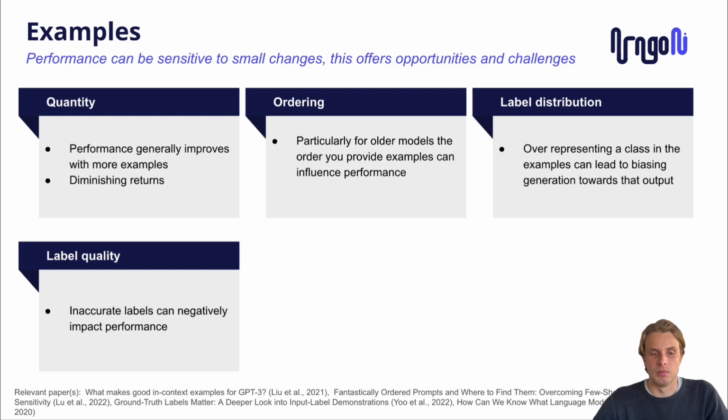The quality, this is also, I think, quite expected. But if you are providing examples and they're labeled examples, so for example, again with the fraud case, you give an example and you're saying it's fraud, but it's not actually fraud, then that is going to negatively impact your performance. So it's important that these examples are labeled correctly.